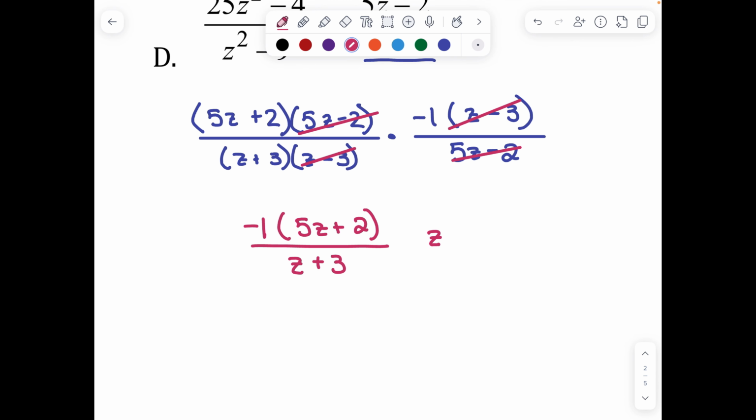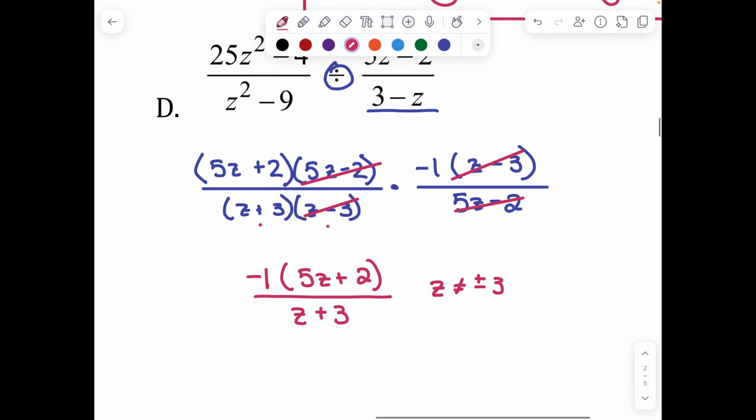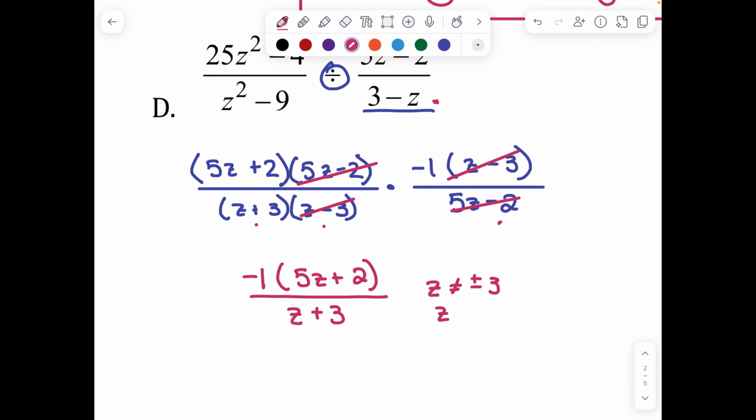And now we need to state our restrictions. z cannot equal, so I have negative 3 and positive 3 here. So I'll say plus or minus 3. I need to check my original denominator of 3 minus z. That would also give me 3. So I've already written that one down. And then we have 5z minus 2. So z cannot equal 2 over 5.